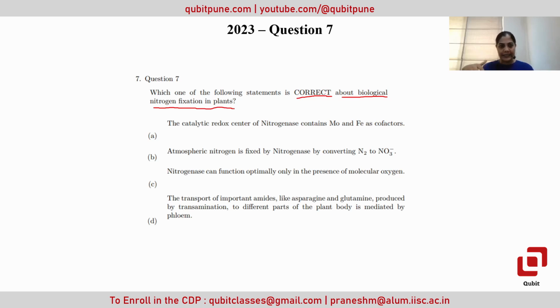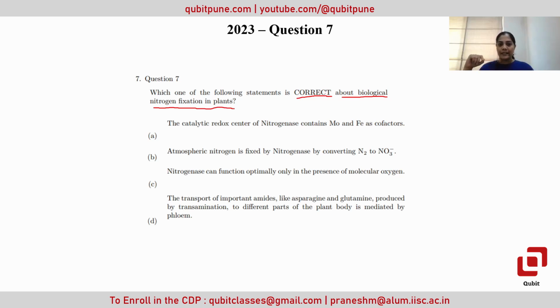So let's see each option. We have to find out the correct statement for biological nitrogen fixation. The catalytic redox center of the nitrogenase contains molybdenum and iron as a cofactor, which is the correct statement. It requires these two metal ions as a cofactor for its functionality.